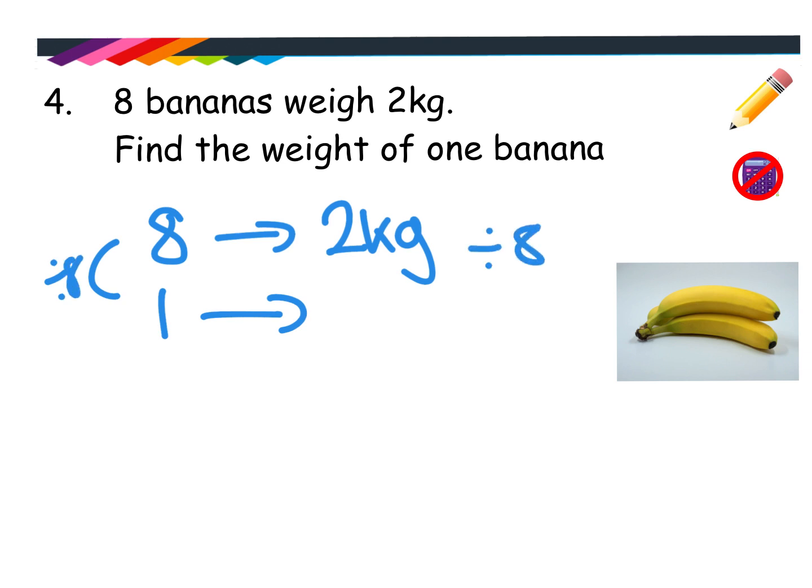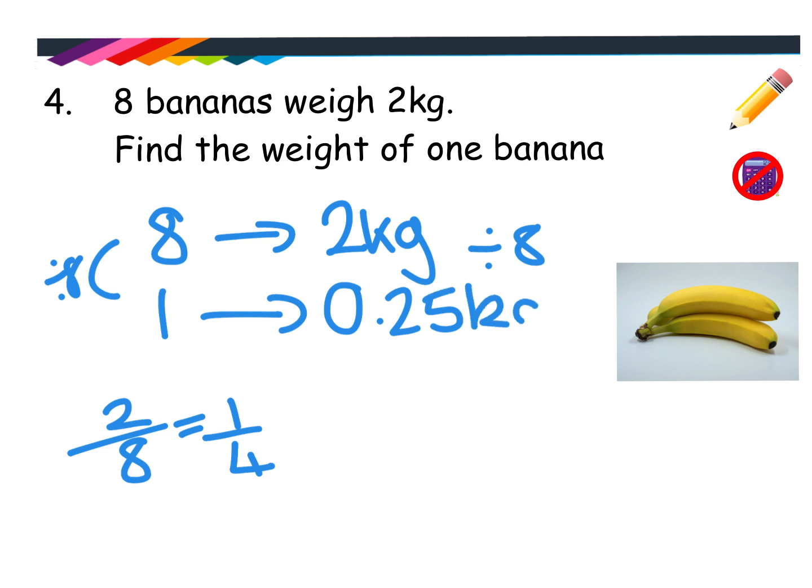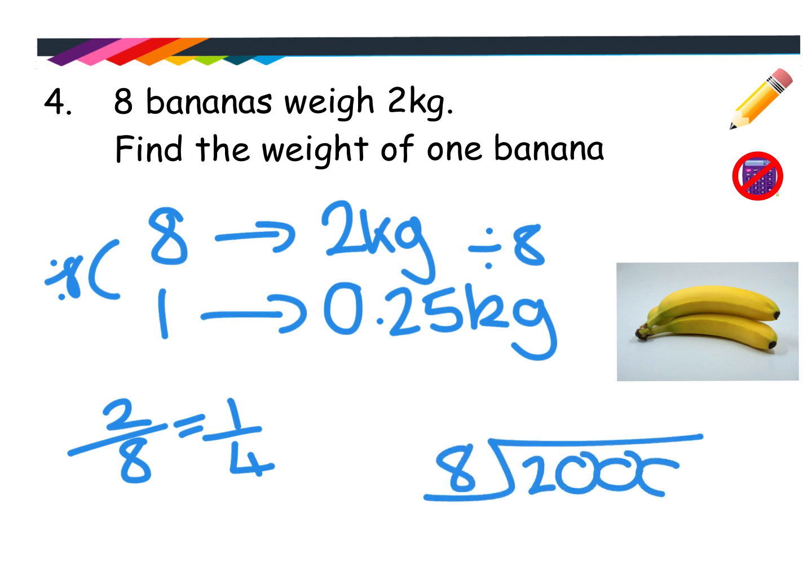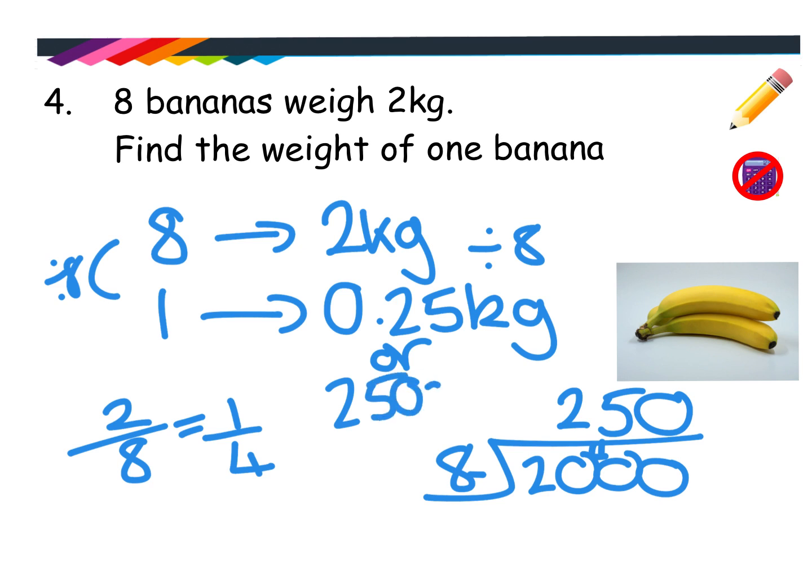So 2 divided by 8, I could think of it as a fraction. I think, well, that's a quarter. So a quarter we should know is 0.25 kilograms. Or you might have wanted to turn that into 2,000 grams, and you would have done 8 into 2,000. Going 8 into 2 doesn't go. 8 into 20 is 2, carry the 4, and it gives you 250. So it is your choice in that one. Okay, so options: 0.25 kilograms or 250 grams.